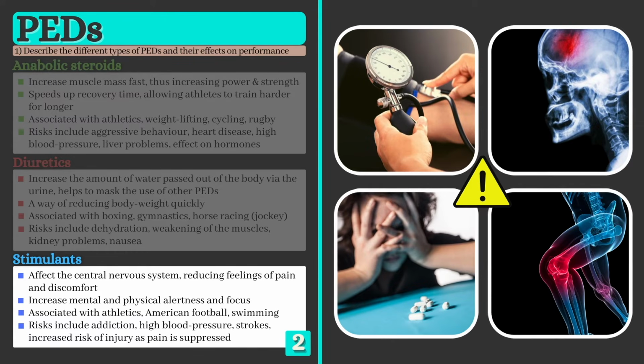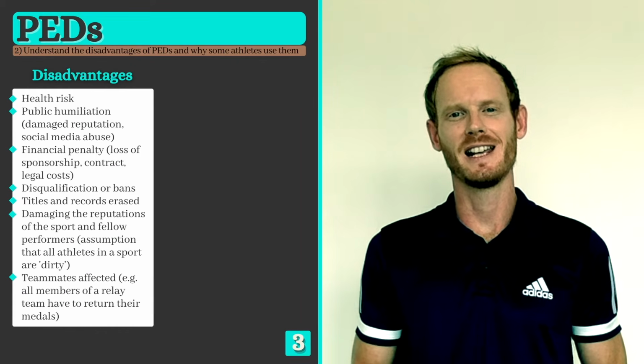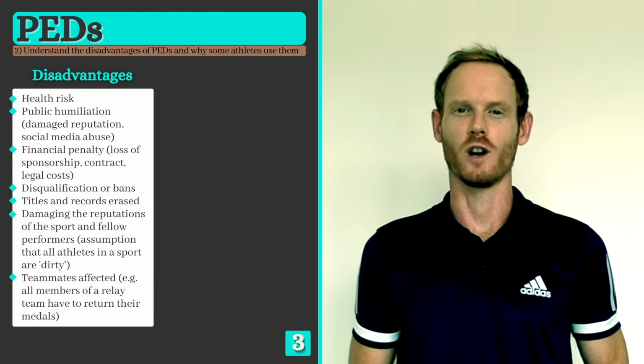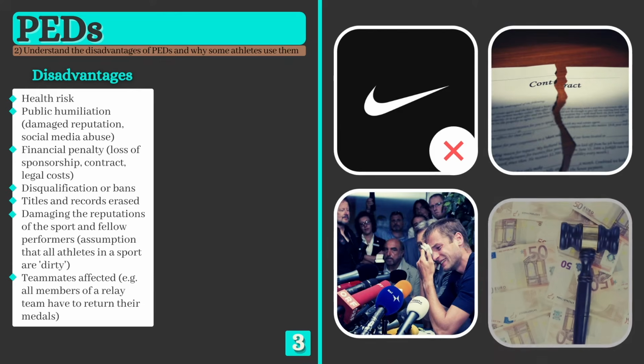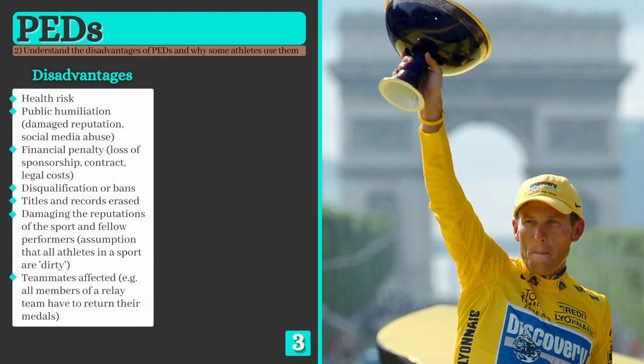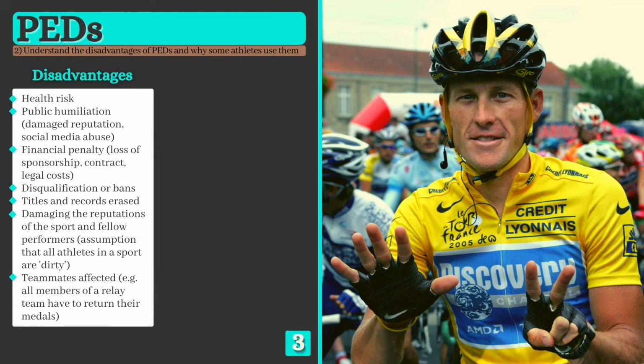Potential health risks include high blood pressure, strokes, addiction, and an increased risk of injury due to the pain-suppressing properties of these drugs. So doping clearly involves a significant amount of risk. But health problems aren't the only reason why performance-enhancing drugs should be avoided. Many famous athletes have also been caught, resulting in loss of sponsors, voided contracts, a ruined public image, and financial penalties. In addition, Lance Armstrong, who admitted to doping in 2013, was subsequently stripped of each of his 7 Tour de France titles and received a lifetime ban.